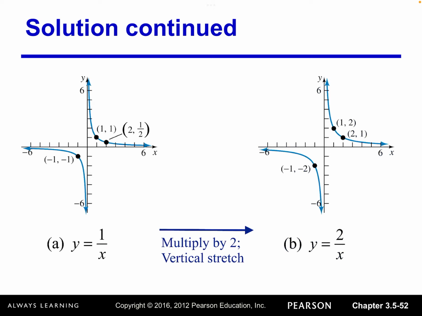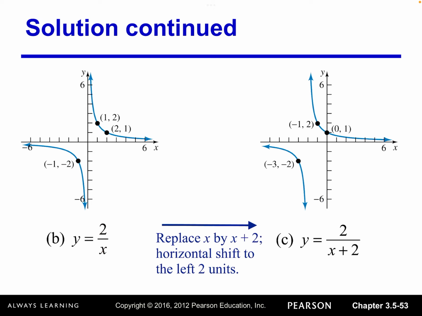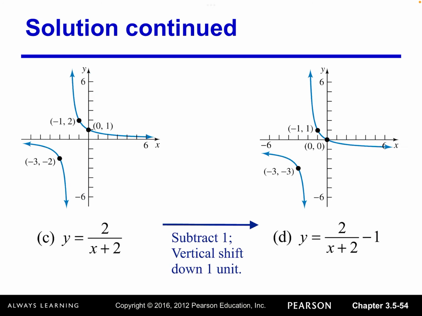First step, the reciprocal function. That's the reciprocal function's graph, and then vertically stretched by 2. Start from here, and then horizontally shifting to the left-hand side, 2 units. That's the new graph. And then the next step is from the graph we got from the third step, and then vertically shifting down 1 unit. That's the final graph.